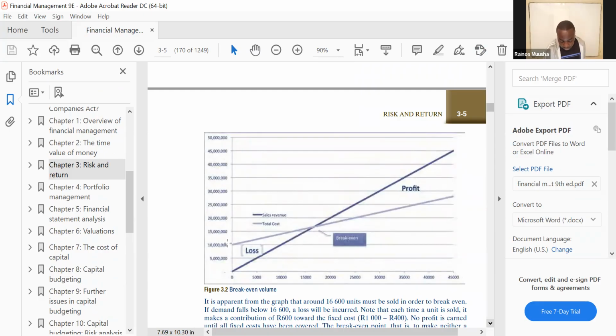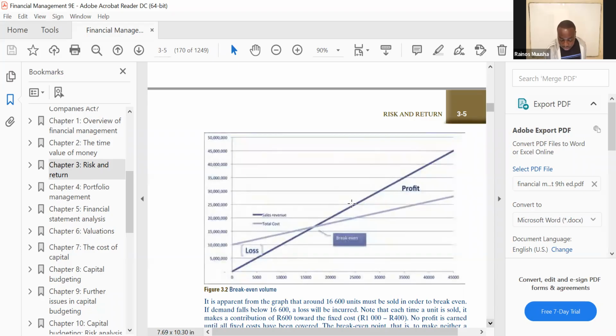So this shows us the fixed cost, which remains the same. Then your variable cost starts increasing depending on exactly how many units you sell. And at the same time, your revenue, your sales revenue, increases from zero depending on exactly how many units you sell.